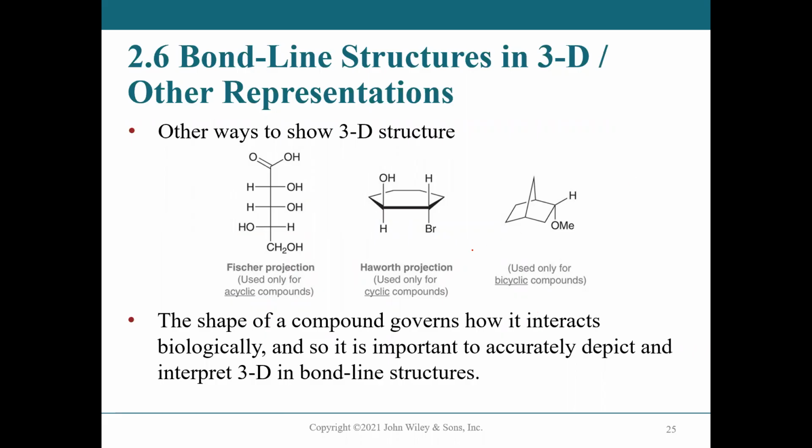So Haworth projections are used only for cyclic compounds right here. Fischer projections are used for acyclic compounds, meaning there's no cyclic structure.